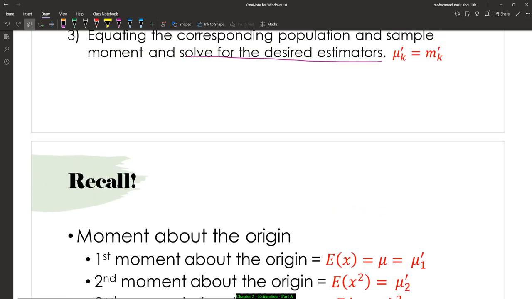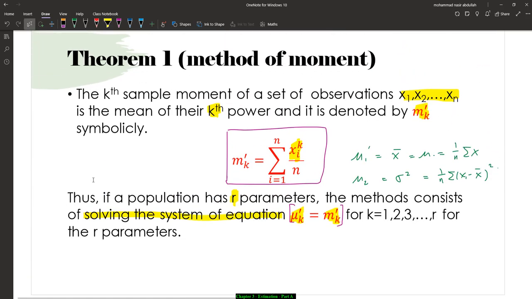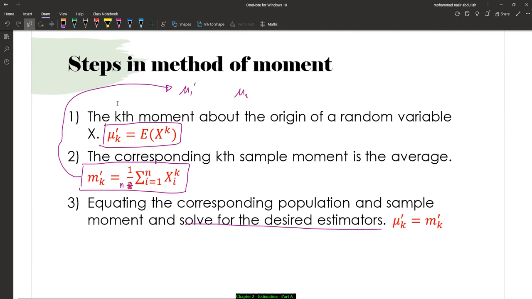As said in theorem number 1, first we need to find the moment, the kth sample moment, right? Or we can look at the steps of finding the method of moments. First we need to find the moment about the origin, right? If you have a single parameter, it means that you're going to have only the first moment about the origin. If you have two parameters, it means you need to extend, right? You need to find the second moment about the origin and the second moment about the mean, right?